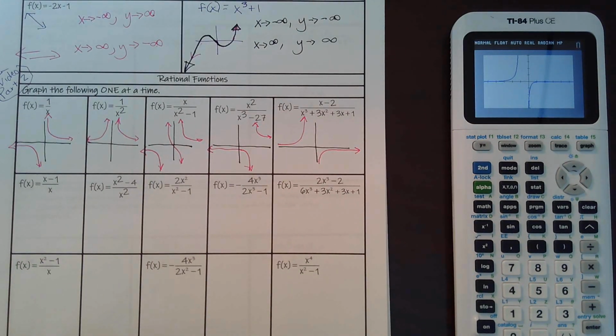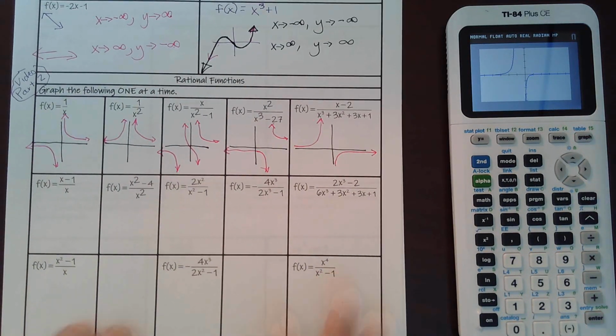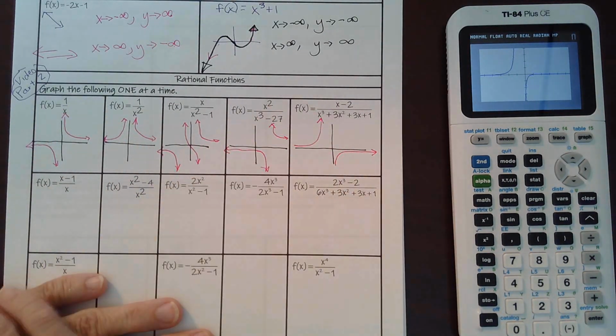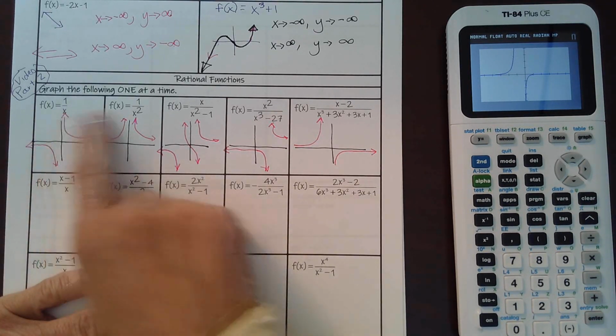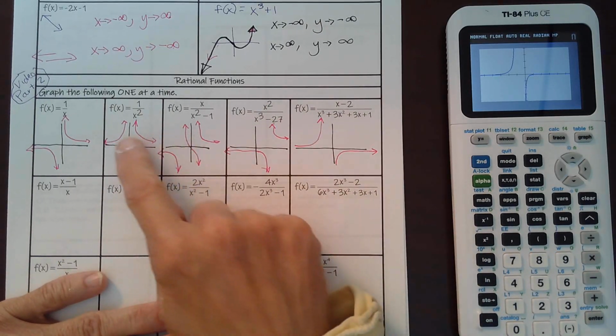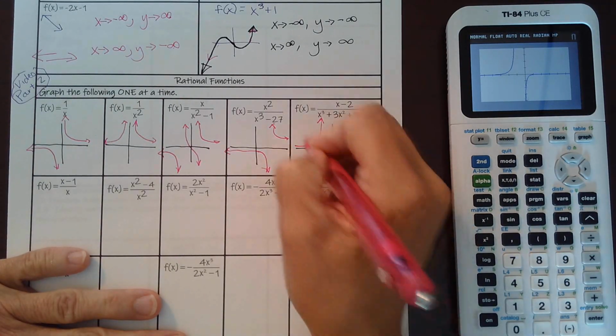So here's what I want us to do now that we have looked at a variety of rational functions. And these are rational functions because they are written in the form of a fraction where a variable is in the denominator. So this is a form of a rational function. And what I want us to focus on is this. I want you to look at each of these graphs.